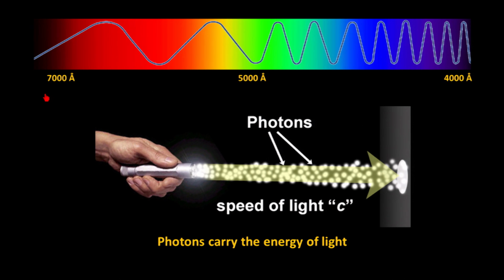The energy of the photon is inversely related to the wavelength of the light. If light has a very long wavelength, then the energy of the photon is low. And if light has a very short wavelength, then the energy of the photon is high. So it's an inverse relationship.